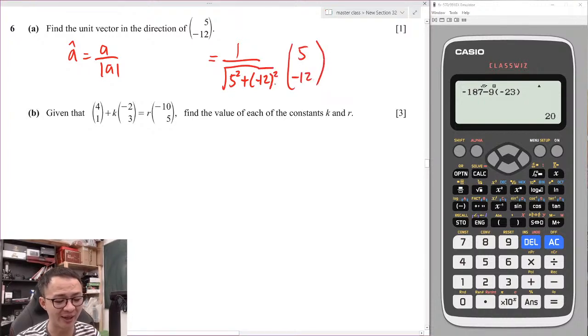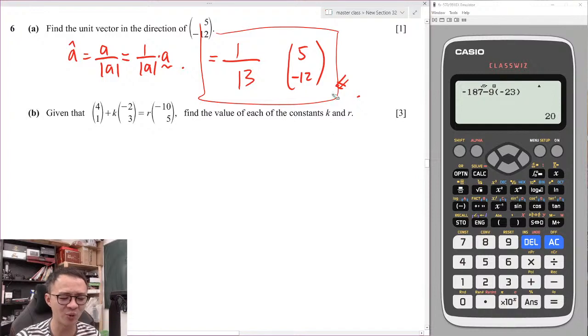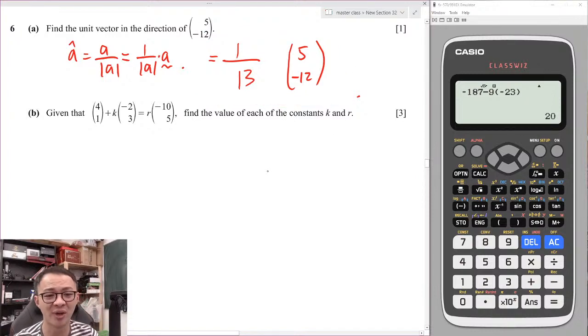So you know this is Pythagoras, right? This one will give you 13, okay? So you just type in the calculator. You'll get 1 over 13. Done. This is my answer. Just 1 mark. What I'm doing here is I separate them: 1 over magnitude of A multiply the vector A here. This is how I get this answer. Because it's just 1 mark, I don't want to spend so much time on this 1 mark question.